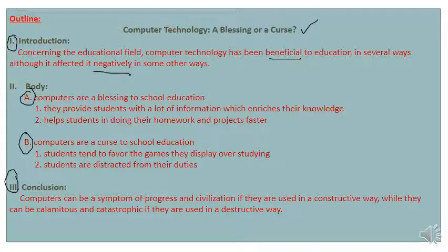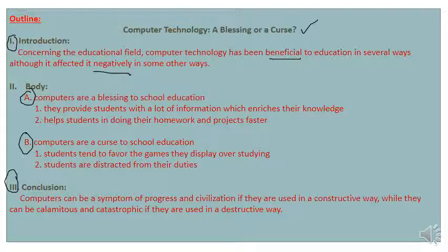Let's see the similarity between the thesis and the concluding sentence. Computers can be a symptom of progress and civilization if they are used in a constructive way. So here I'm talking about the benefits of computers, while they can be calamitous and catastrophic if they are used in a destructive way. So here I'm talking about their negative sides. So I restated the same idea, the same concept, but using different words.